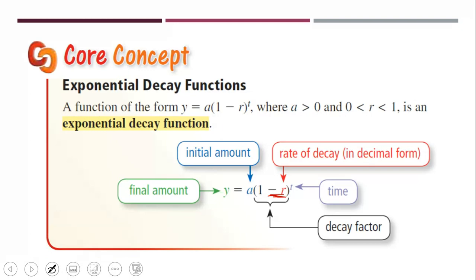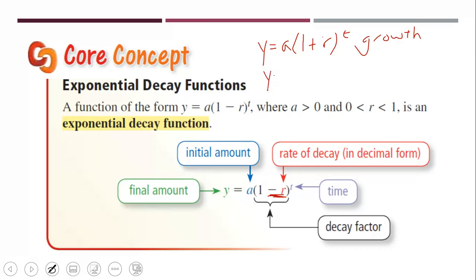So growth functions will always have a growth factor, or a factor that's above 1, and decay functions will always have a factor that's below 1. All right, and that rate of decay, once again, has to be in decimal form. So the only difference from our growth function, which remember was y equals a times 1 plus r to the t. That was our growth.